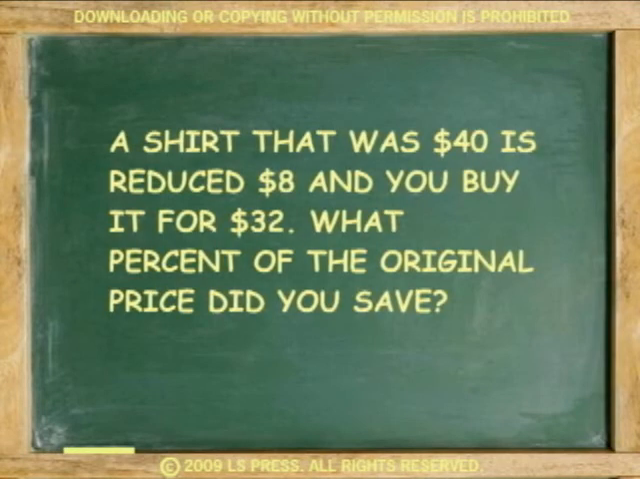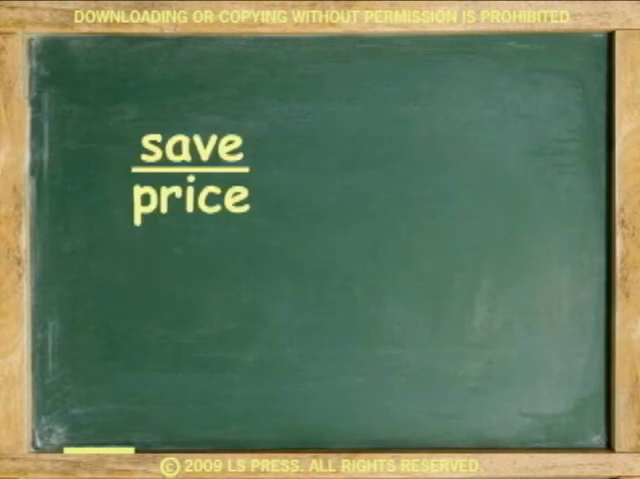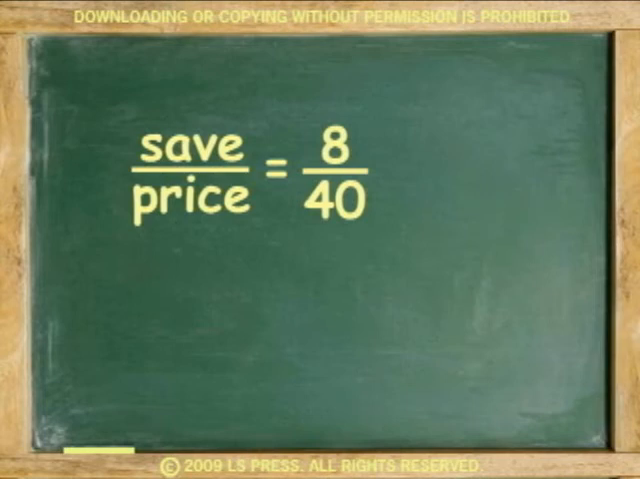For example, a shirt that was $40 is reduced $8 and you buy it for $32. What percent of the original price did you save? The starting ratio calls for save over price, which equals $8 save per $40 for the price. This must equal save percent over 100.